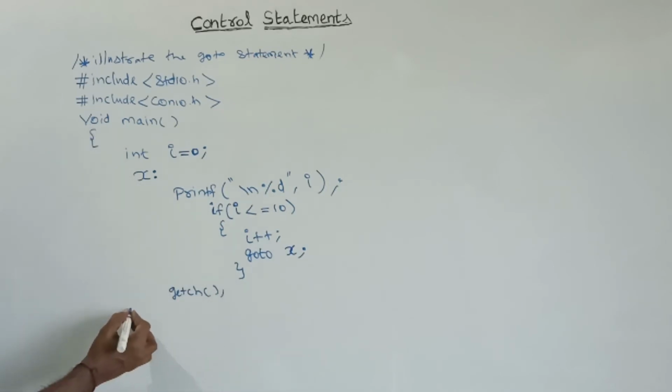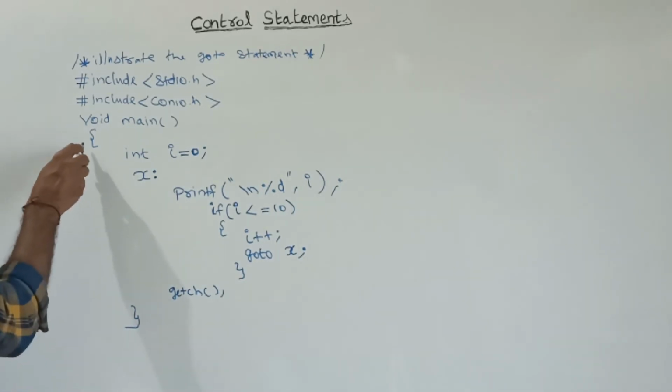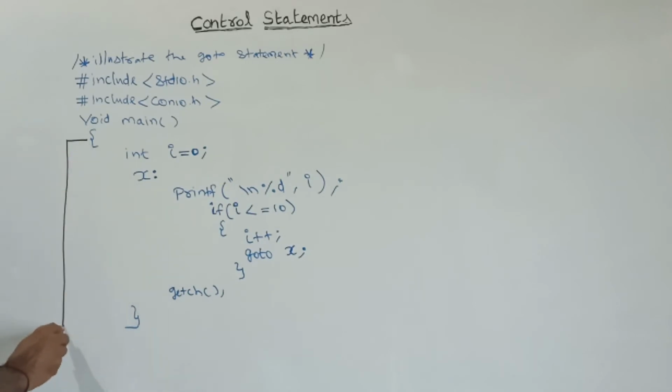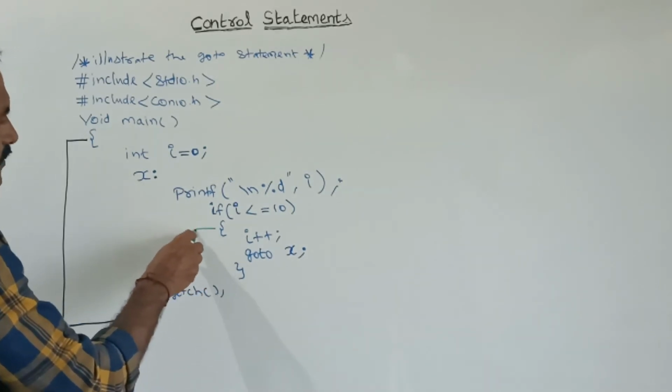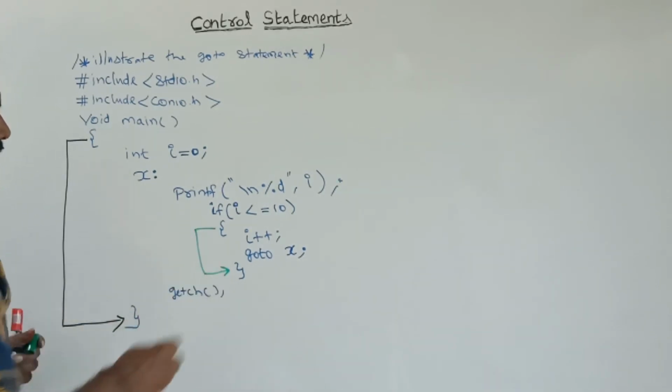See, here I am closing the void main. This is the open brace for void main, this is the closing brace. And same here for the if condition, open brace and close brace.